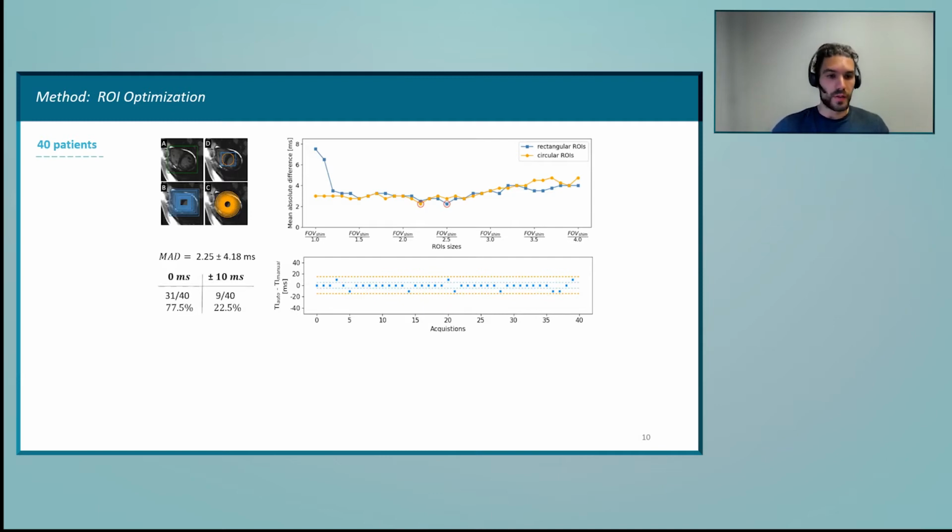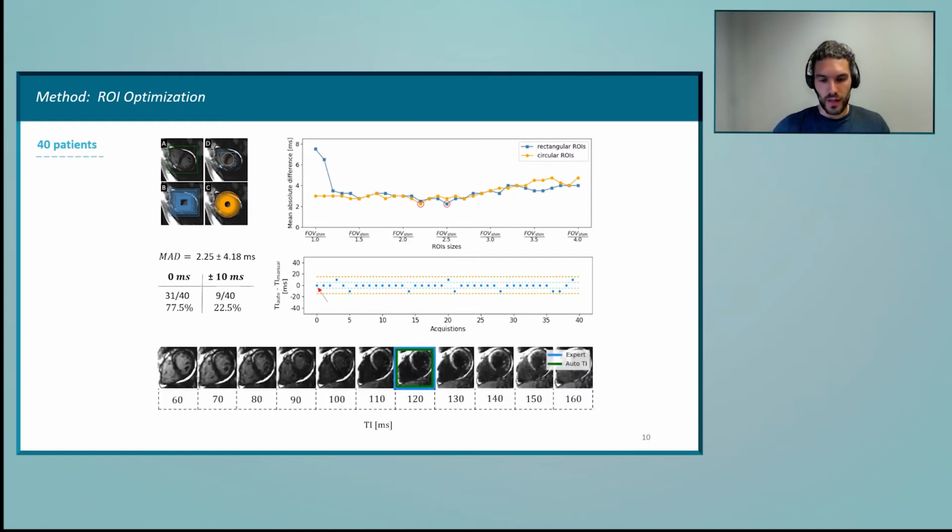So for 0 milliseconds, we have 31 out of 40 cases, which represents 77.5%, which we have a perfect match, and plus 10 milliseconds in 9 out of 40 cases. And it's good to see that we don't have outliers. So we don't have selections that are further away than 1 image for this validation set. So to see how it looks visually, here's an example where it matches. And here is an example where the automated TI selected 1 image apart from the expert.